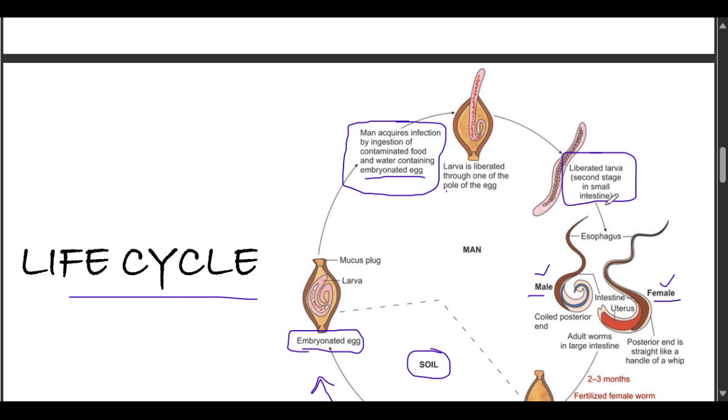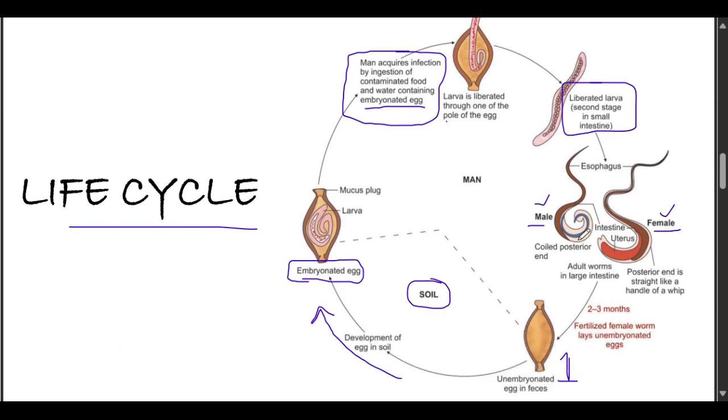Now that larva which has been released will mature and establish themselves as adults. Where do they establish themselves? Remember, we talked about the habitat. They'll establish themselves as adults in the cecum as well as the proximal end of the colon. That is why here it is written adult worms in large intestine, which can be the cecum or the proximal end of the colon.